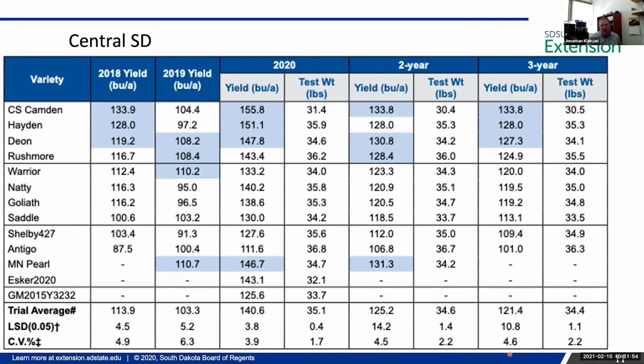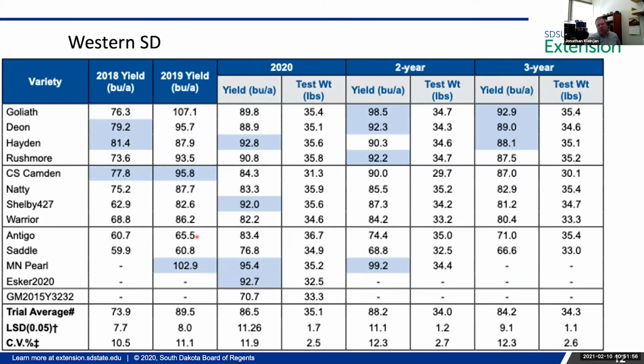Okay, let's look at Western South Dakota. Western South Dakota is slightly different. Some of the older varieties like Goliath and Hayden will rise to the top, again, because of the lack of crown rust.